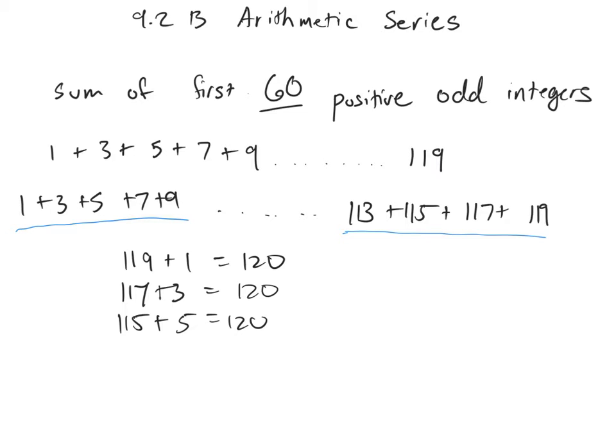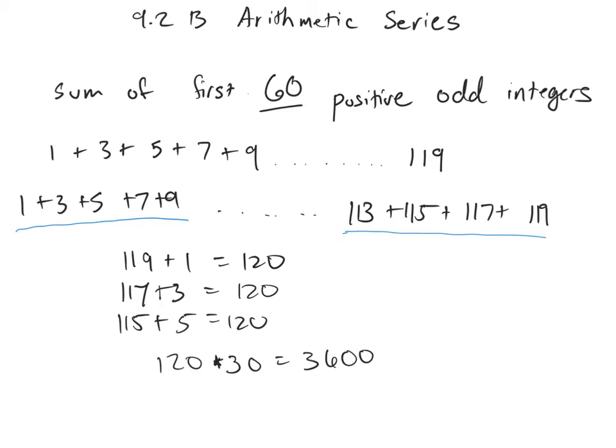So if I took all that, I know that there are 60 positive integers. So I took 120, and there were 30 of those pairs, so I just multiply 120 by 30. That gives me 3,600.